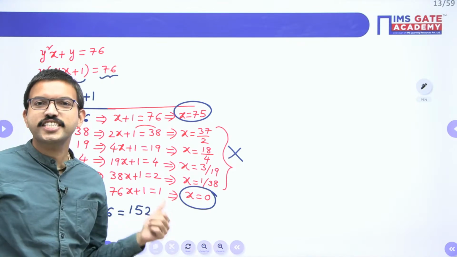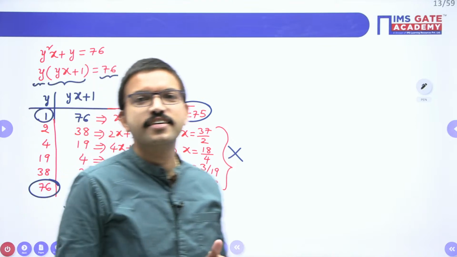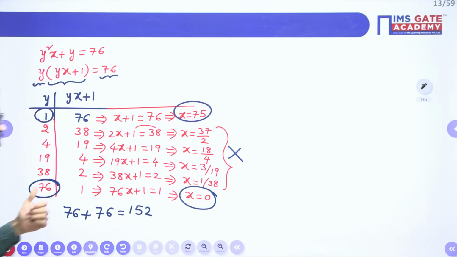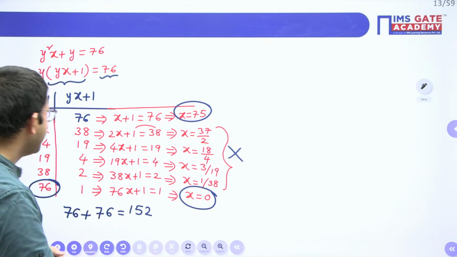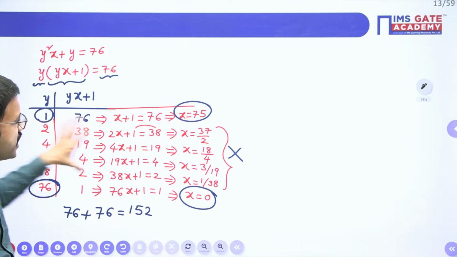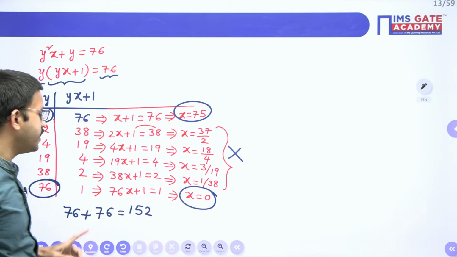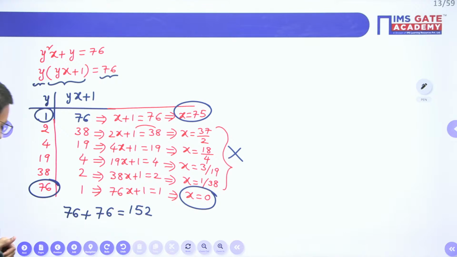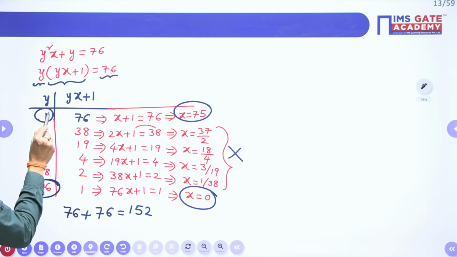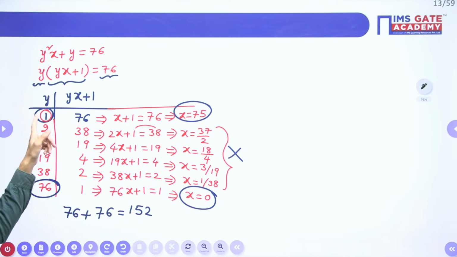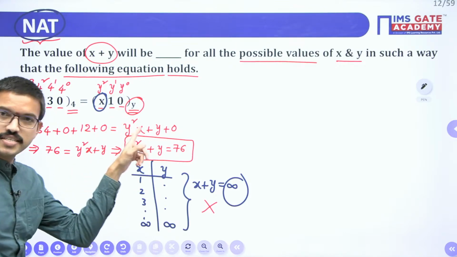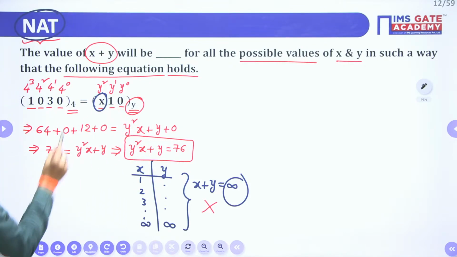Whether 152 is correct or not? Yes, it's not correct. The reason is, from the tabular form it may seem that you are getting 152, but actually not. Just observe here. In the first case, what you got? You got base value 1. Here y is nothing but the base, just observe the previous slide.